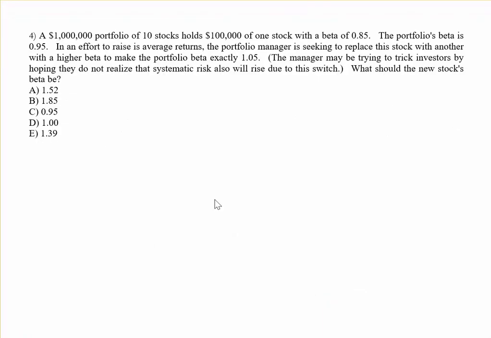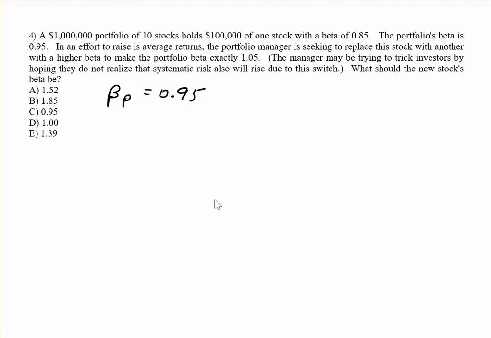We have a Chapter 12 problem here. It's a portfolio beta problem. All right, so we have a $1 million portfolio of 10 stocks. It holds $100,000 of one stock with a beta of 0.85. And we don't know what the betas are of the other stocks, but we know that the portfolio's beta is 0.95.